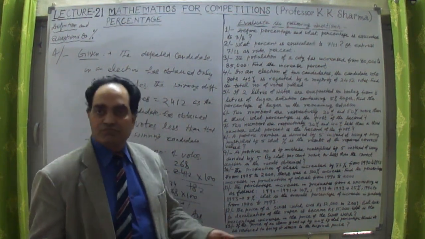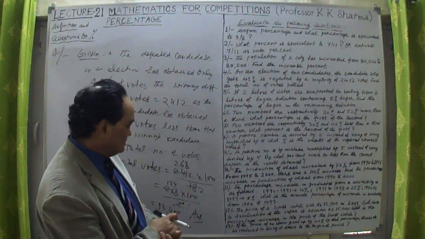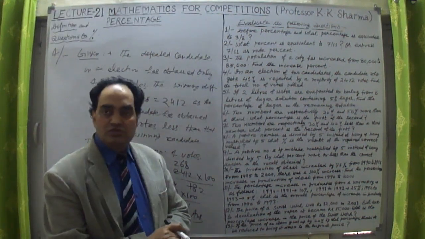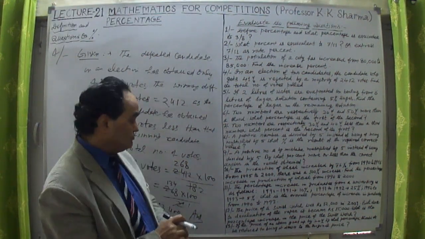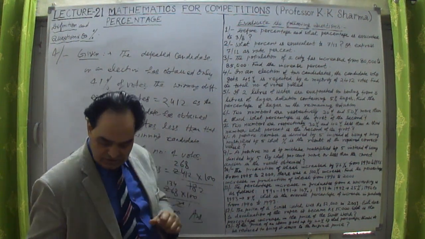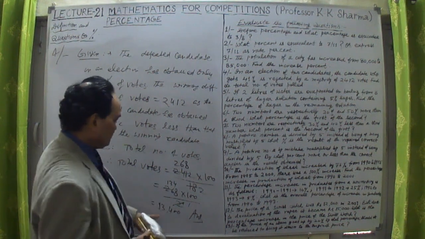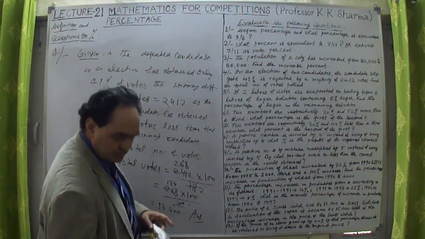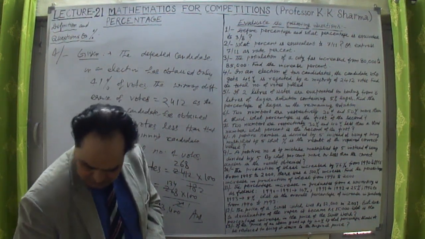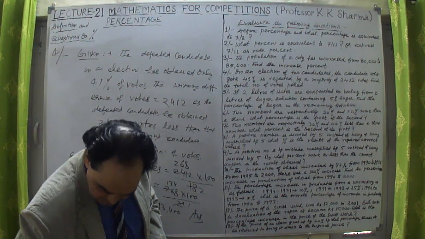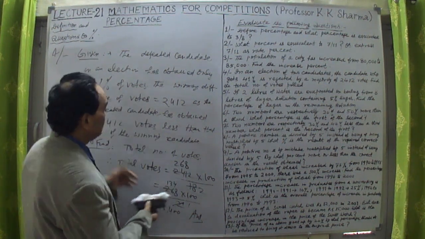These votes were polled, and the winning candidate obtained 2,412 votes more than the losing or defeated candidate. This is what the question is. So the total number of votes is 13,400, and question number 4 is completed. Let me take question number 5.